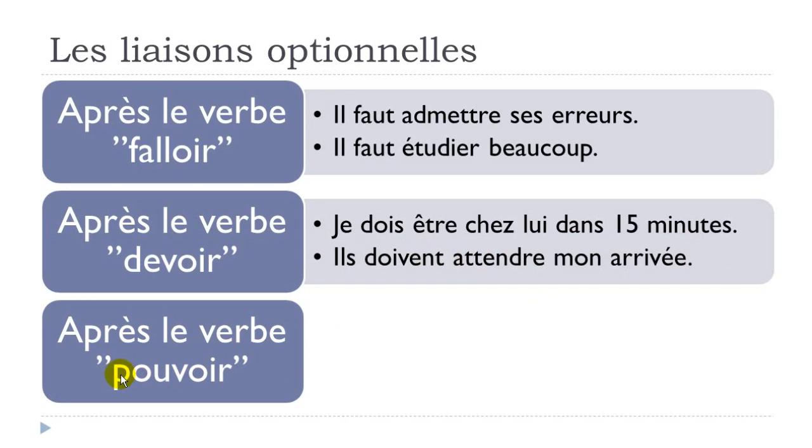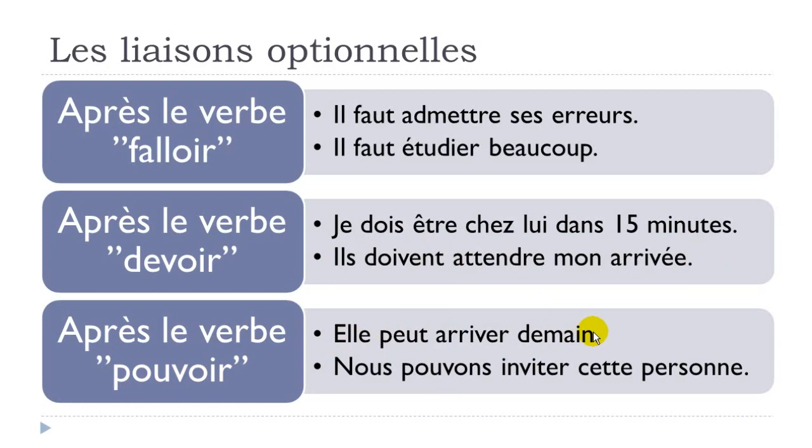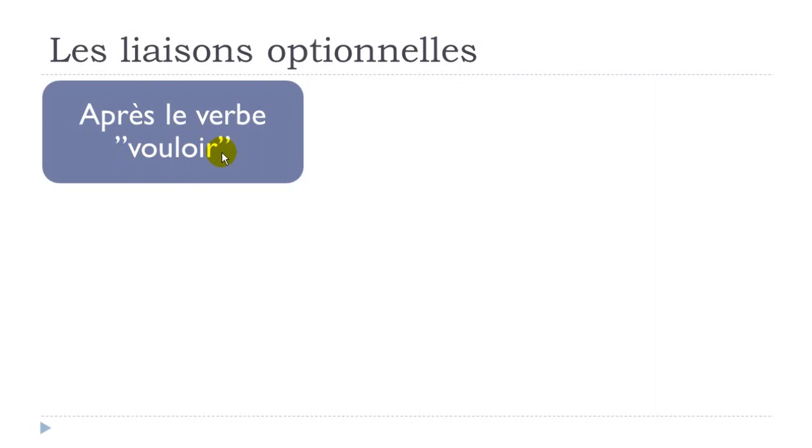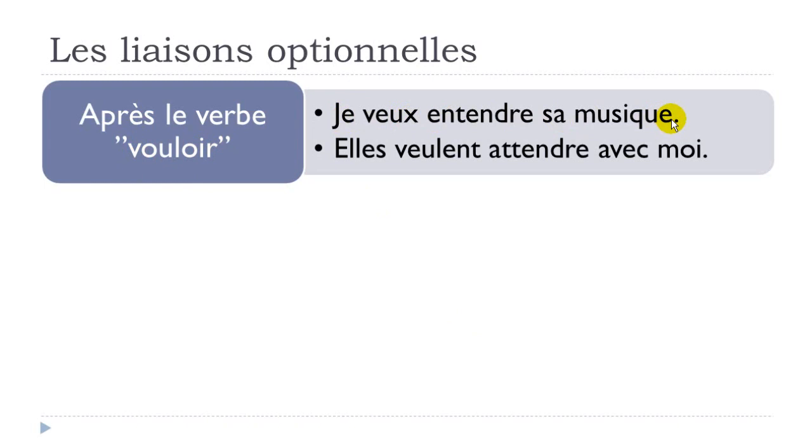Same thing with the verb pouvoir. Elle peut arriver demain. Or then if you want to make the liaison, elle peut arriver demain. Nous pouvons inviter cette personne. Or if you want to make the liaison, nous pouvons inviter cette personne. It will be exactly the same thing with the verb vouloir. Je veux entendre sa musique. Or then with the liaison, je veux entendre sa musique.